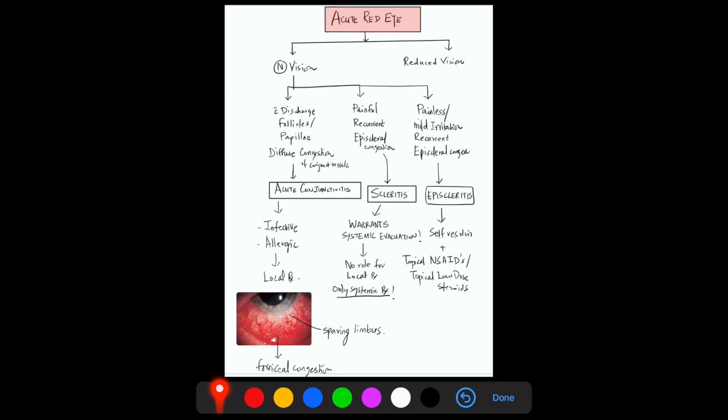Whereas if it's going to be a painful, recurrent episcleral or a deep episcleral congestion, then that is scleritis. Because scleritis is painful. It can have defective vision only if the cornea is involved or you have an associated cataract or other complication. But scleritis per se will have normal vision. It warrants systemic evaluation and no role for local therapy, only systemic therapy, just mentioned now. But its close resembling cousin is going to be the episcleritis, where it is painless, rarely painful, mild irritation, episcleral congestion, that is episcleritis, which is self-resolving, right? So as far as normal vision is concerned, it's going to be acute conjunctivitis, scleritis, episcleritis. Just keep it in mind.